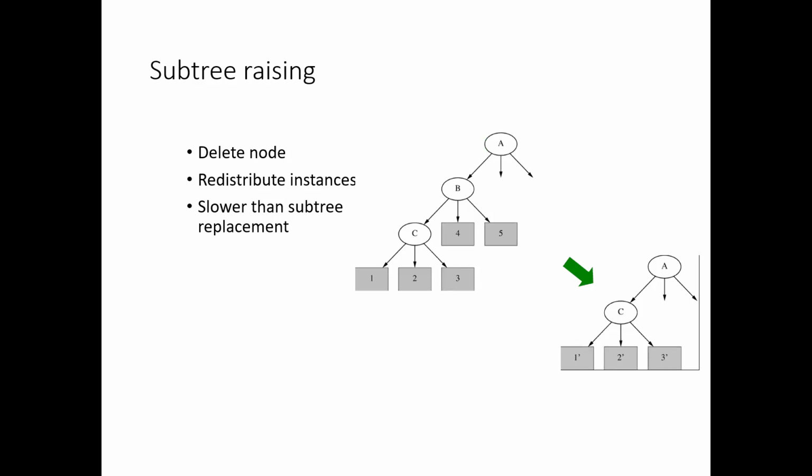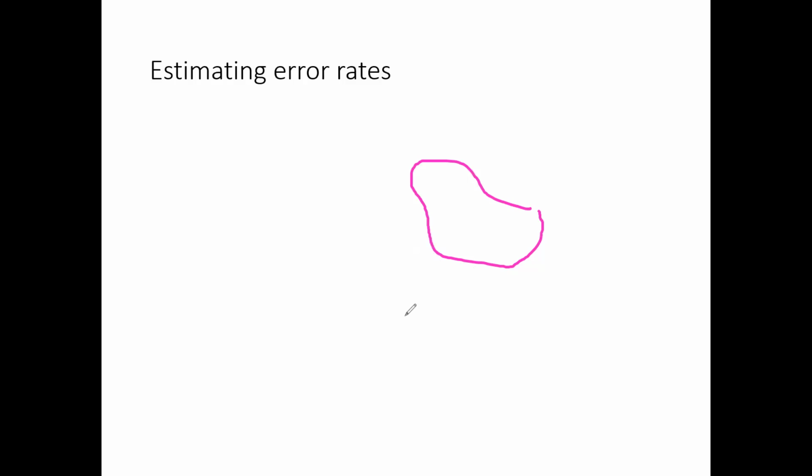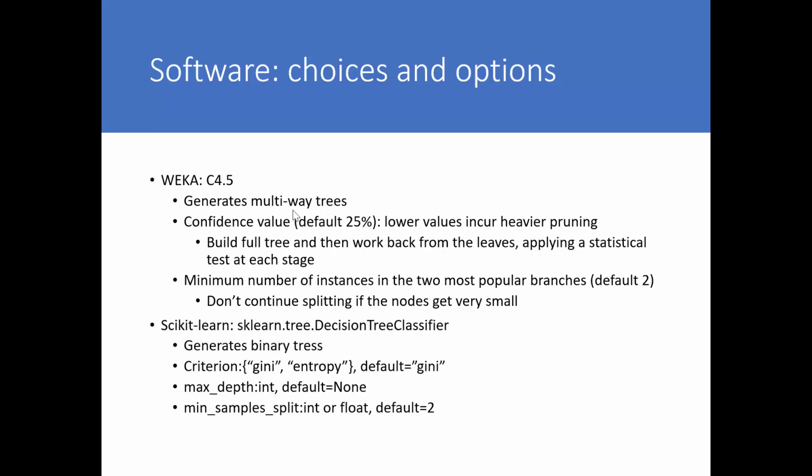The next one is subtree raising. That means sometimes you can remove intermediate values. For example, in this one, we can remove the branch B and then you will get the adjusted tree structure. So we were discussing error estimation. If you look at the software choices, we already discussed Weka C4.5. I will discuss in a separate note how you select the scikit-learn decision tree classifier.